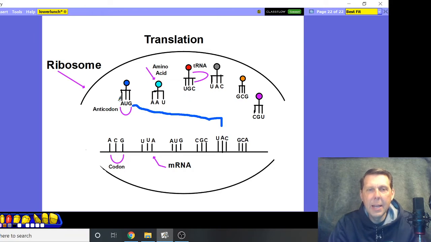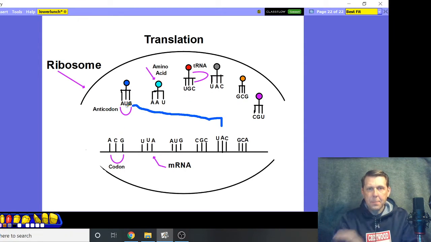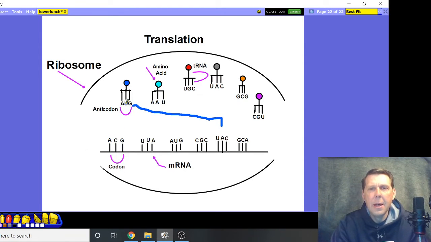The reason it can connect on is it has the correct anticodon for this one. If this one came down and tried to go here, A does not go with A. U does not go with C. G does not go with G. It could not connect. It's like a lock and a key. The only one here that this could go down to, it would come on.